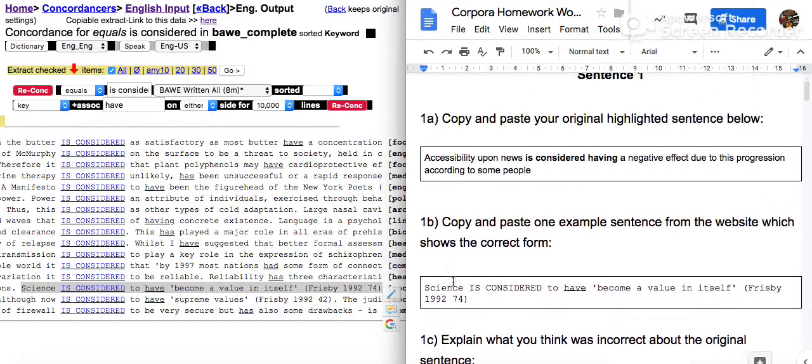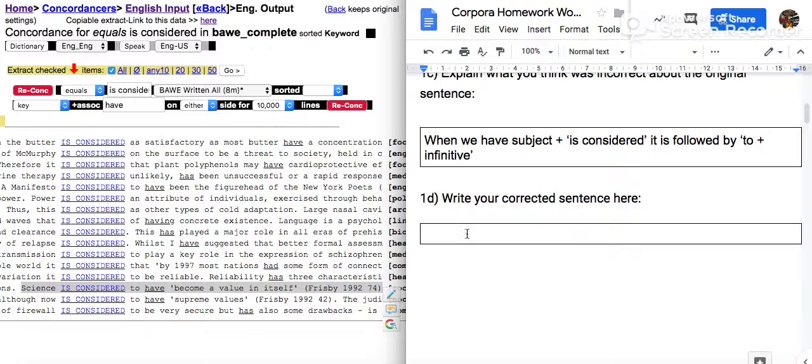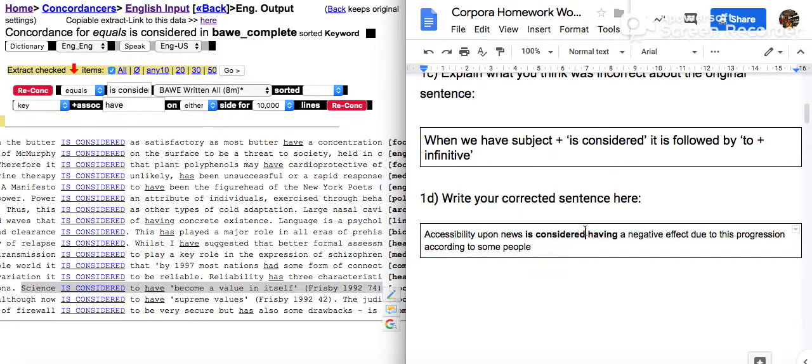Then write your corrected sentence here. So I'm going to go all the way up to the top, copy and paste this sentence, put it in here, and we're going to correct it so it now follows the rule that we've written here. So: Accessibility upon use is considered, let's change that to have, a negative effect due to this progression according to some people. And let's put a full stop there as well.